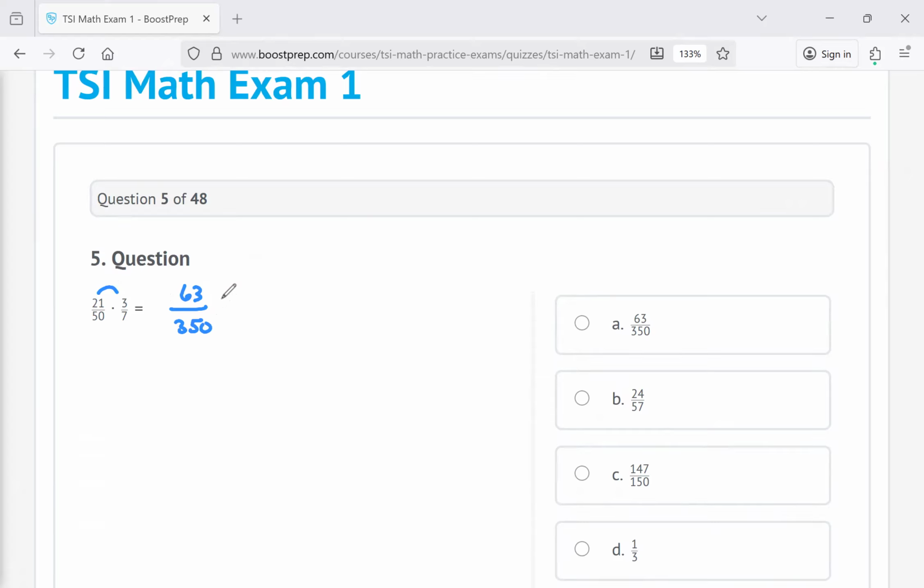Could this be reduced? Probably, maybe by 7. It's going to be 9 over 50. Could this be reduced even more? I don't think so. But do you see 9 out of 50 in our choices? No, I don't. So we'll have to go back to the original 63 over 350, which I do see, which is A. So even though you can reduce it, I don't see the reduced answer in the choices. So you'll just have to stick with 63 out of 350.